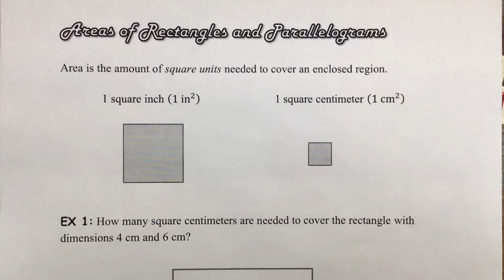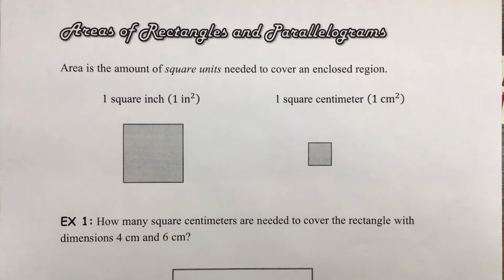The definition of area is the amount of square units needed to cover an enclosed region. We're literally talking about the number of squares that it would need to cover an enclosed region. And in problems, we see all kinds of different units. We see square inches, square centimeters, square miles, square yards.